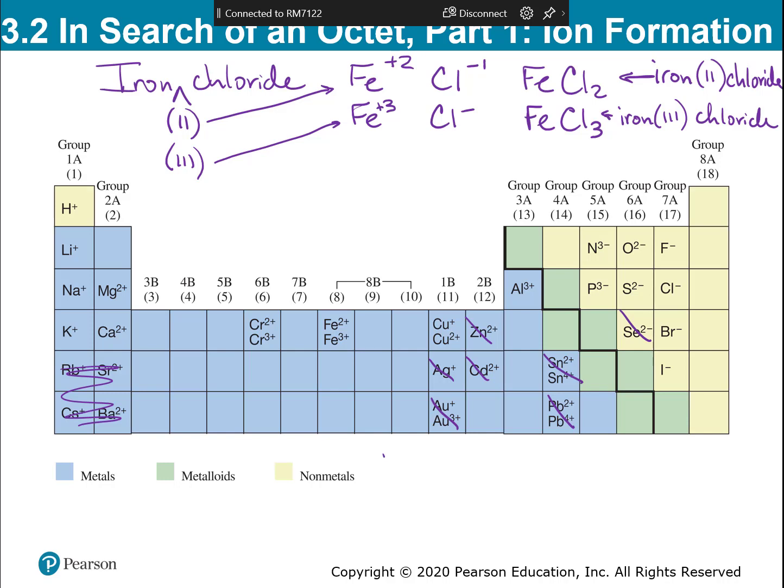So what if I had chromium 2 phosphide? If you're given this name, write the formula. Chromium 2 phosphide. You would never see that.